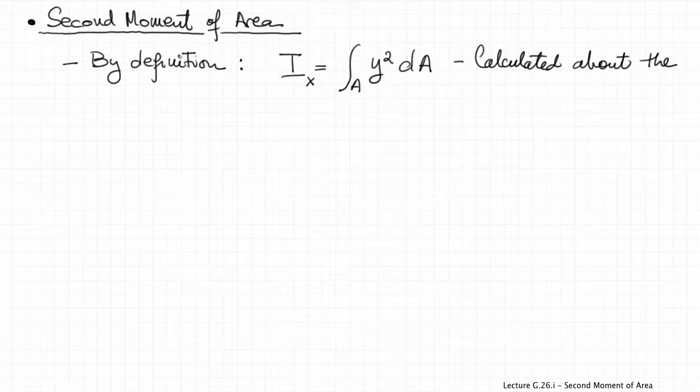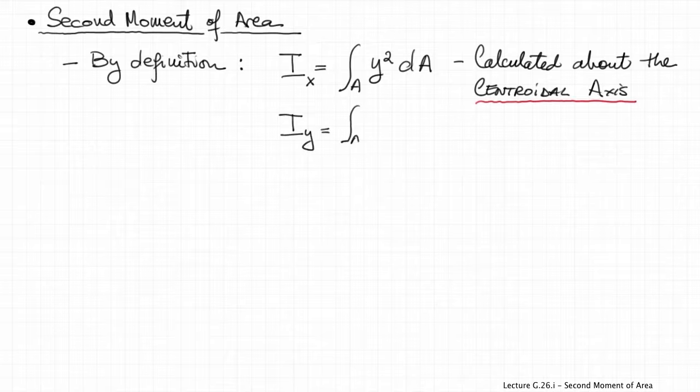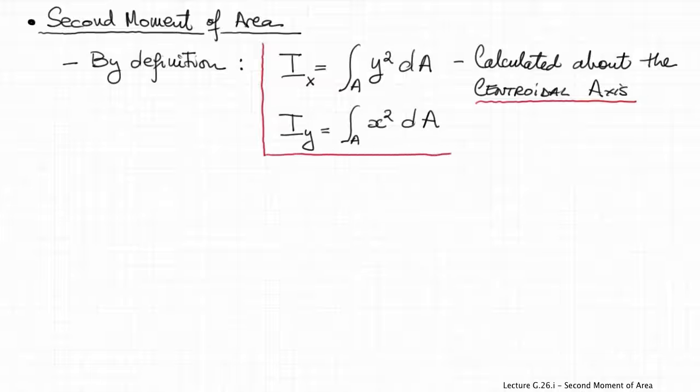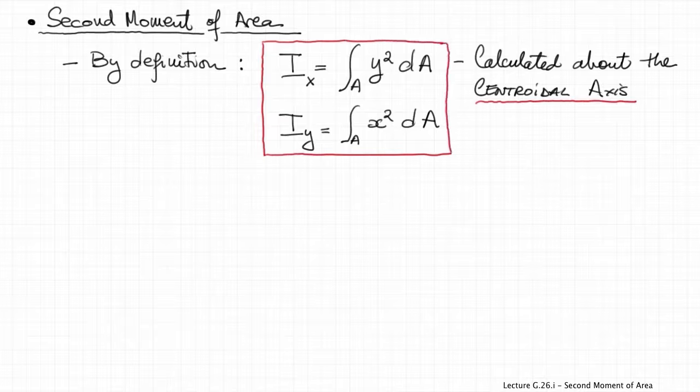And this will have to be calculated about the centroidal axis. That's a major difference from the first moment of area, because now the area has to be calculated about a specific axis, which is the centroidal axis, not just about any axis. Similarly, the second moment of area about the y-axis equals the integral over the area of x squared dA. So these are important formulae that express the way the second moment of area is derived and calculated.